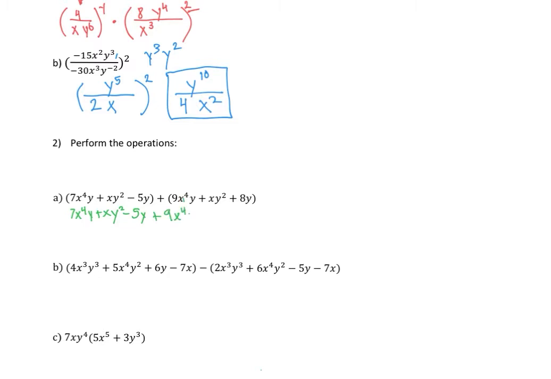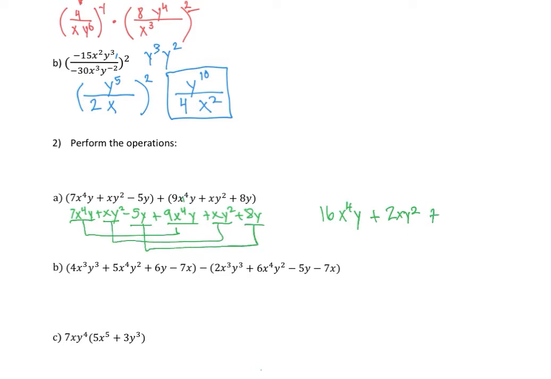This plus sign distributes all the way through. From this point, let's just add like terms. So I have 7x to the fourth y and 9x to the fourth y, which would give me 16x to the fourth y. Then I have xy squared, that's plus 2xy squared. Then we have negative 5y plus 8y, which would be plus 3y. And we just added like terms, so that is our final answer.